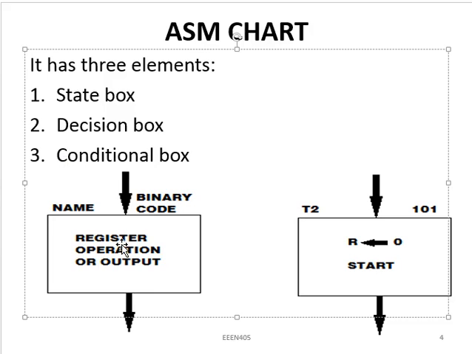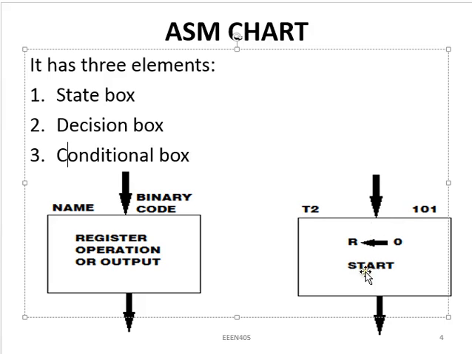It is rectangular in shape, and as you can see from the diagram here, it has one entry point and one exit point. On the left hand side of the box, we write the name given to it, and on the right hand side we write the binary code equivalent to that name. Inside it, register operation takes place, and also we can deliver an output. A typical example is given here, where the name of this state box is T2 and the binary code is 101. It can be any binary code.